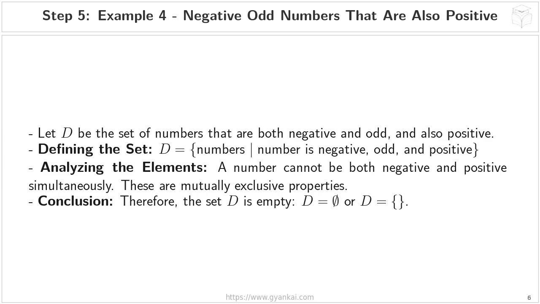We represent this by writing D equals the empty set, which we denote as either the empty symbol or a set with nothing inside the curly braces. So, D equals the empty set, or D equals an empty set with curly braces.